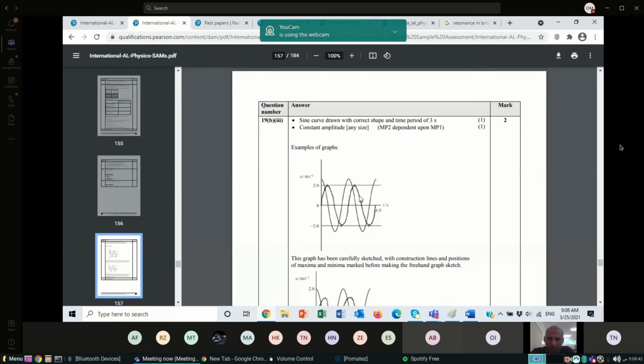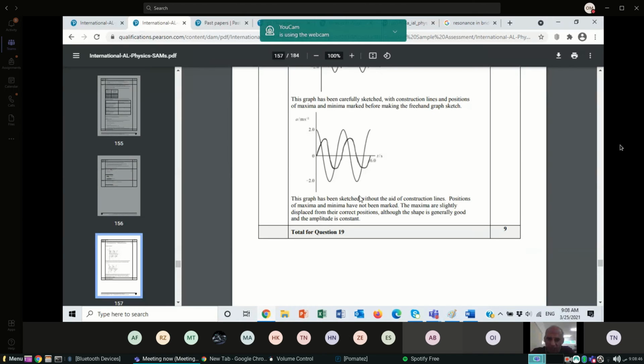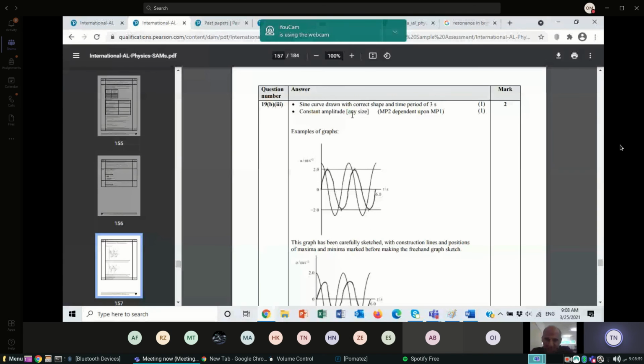This one with lower amplitude is not acceptable. This is wrong. The amplitude would remain the same. Why is the amplitude dropped? The velocity we calculated has constant amplitude. Then they are saying, okay, any size is acceptable.